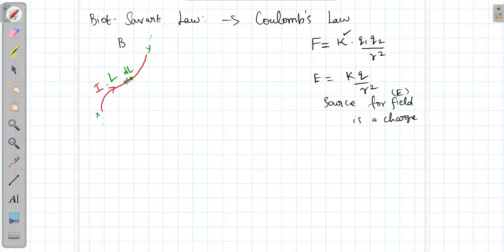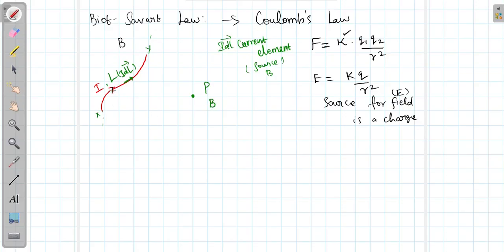Actually dl is a vector quantity. If it is multiplied with I, we call it a current element. I dl is a current element. It is the source of the magnetic field. Suppose I have a point P somewhere outside.